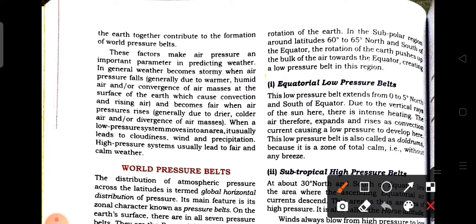So in the subpolar region, around the latitude 60 degree to 65 degree north and south of the equator, the rotation of the earth pushes the bulk of air towards the equator. So if this is the equator, that means 0 degree, then in the subpolar region at 60 to 65 degree north and south, the air is pushed towards the equator due to the earth's rotation. That creates a low pressure belt in the subpolar regions.